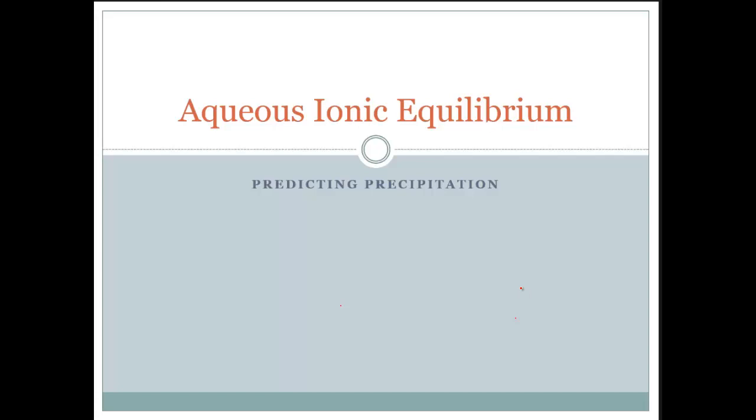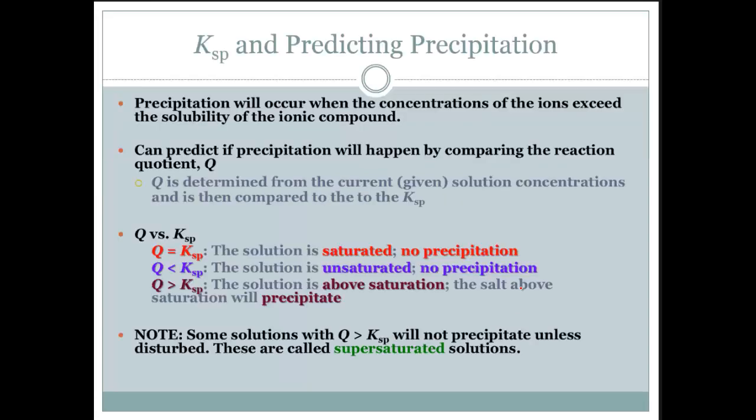In this tutorial, we will be discussing predicting precipitation. Precipitation will occur when the concentrations of the ions exceed the solubility of the ionic compound. You can predict if precipitation will occur by comparing the reaction quotient to the Ksp. Q is determined by the current or given solution concentrations and is compared to the Ksp. You may remember this from when we did equilibrium.